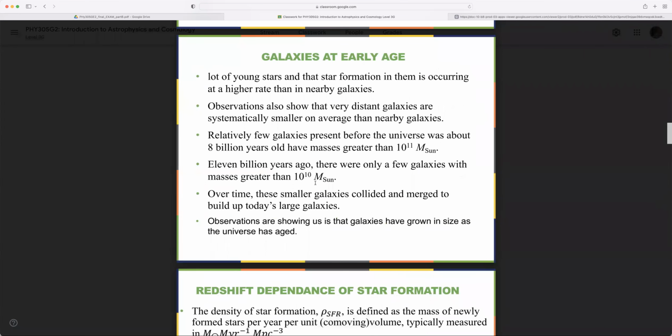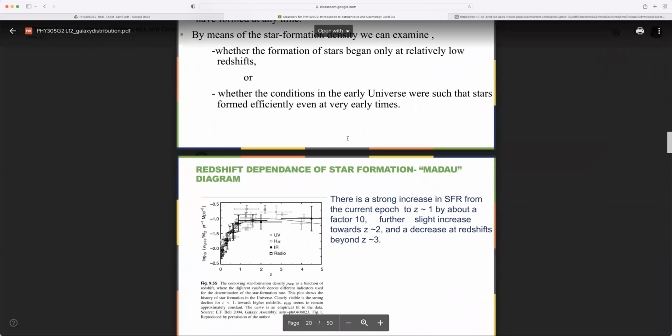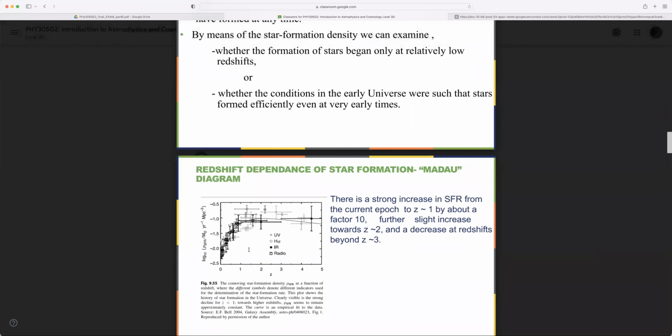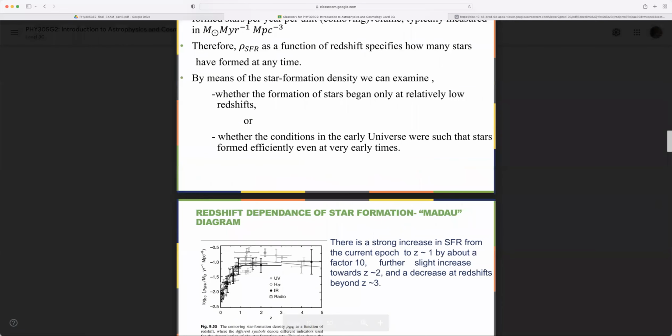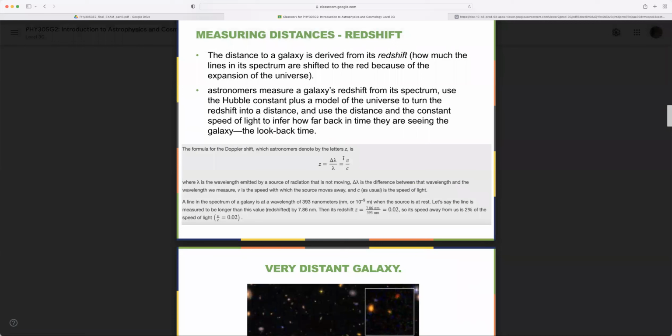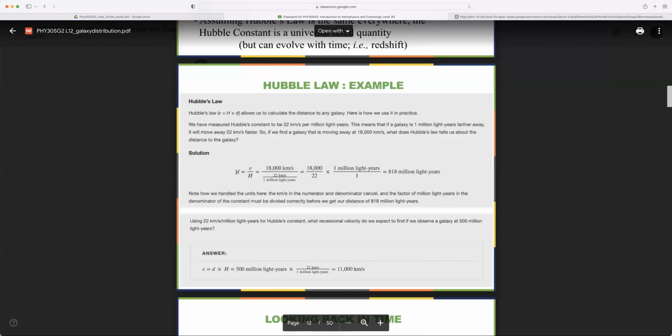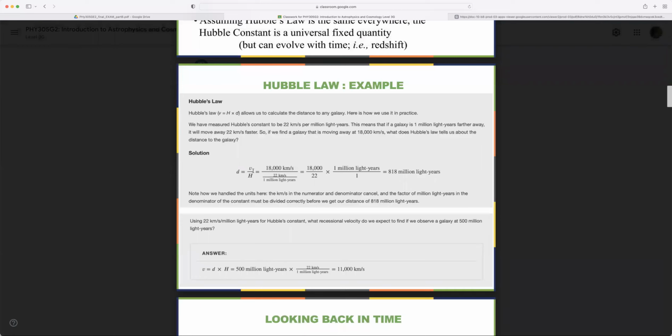And then you can see that there is some more information here about the redshift dependence of the star formation. So the redshift dependence of the star formation is this particular diagram. Now, the redshift itself means, the higher the redshift, the larger the distance you are looking at. That is what this equation tells you, because if the redshift value is higher, your receding velocity will be very high. And if your receding velocity is very high, then according to this equation, you are looking at higher distances. These are the things that you need to understand and relate to each other.